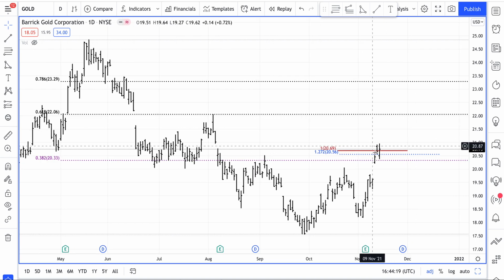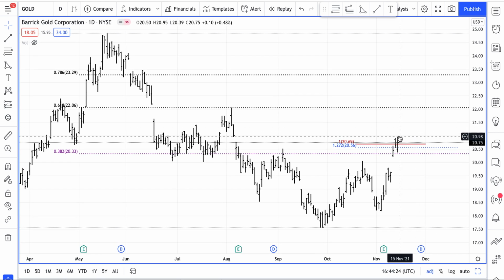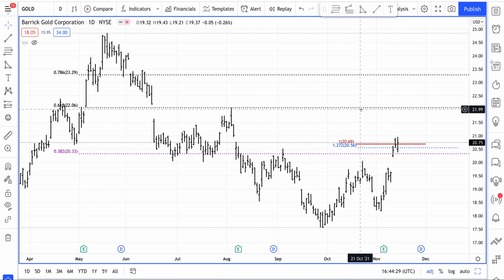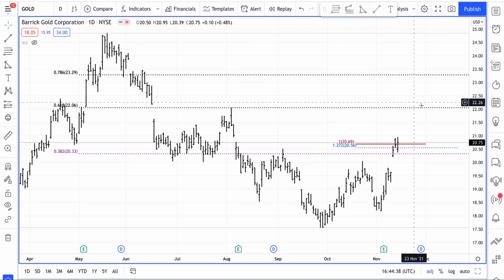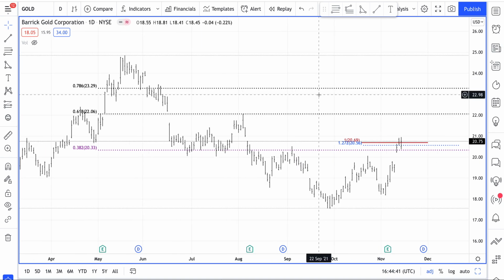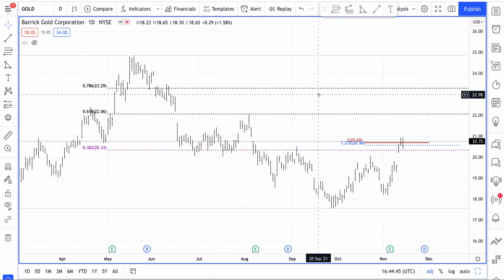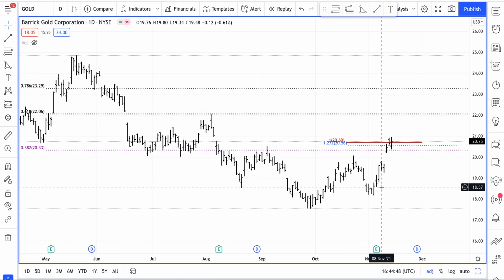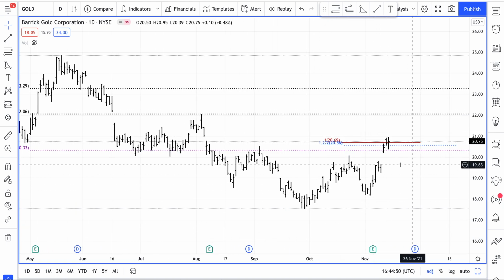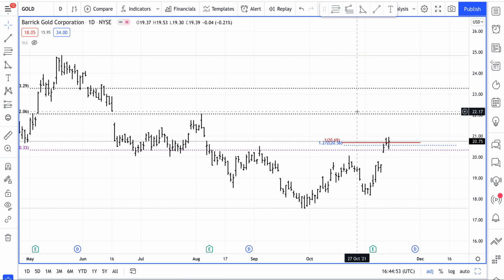It's possible that it pulls back a little bit because of the ABCD completion. The next target could be, if the price were to move higher, around the 61.8% retracement level, which is 22.06, and also taking out this swing will be very positive. We'll follow this stock over the coming few days and weeks to see how it performs. But at the moment, it is at a resistance level because of the ABCD and this 1.27 Fibonacci expansion.